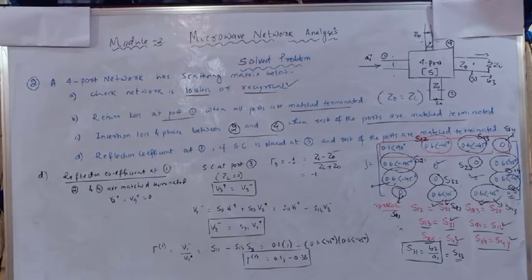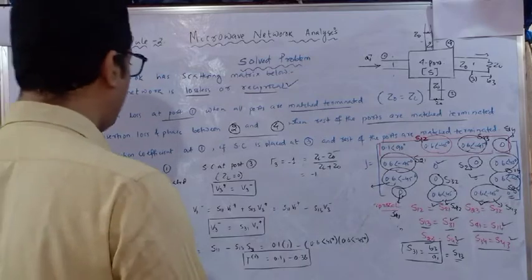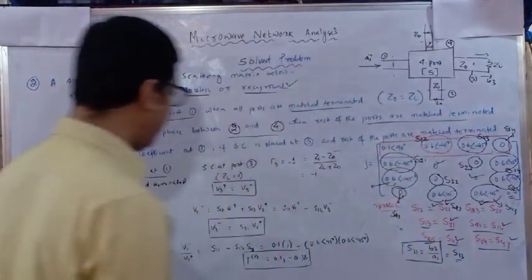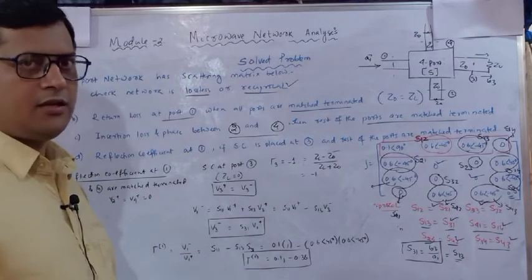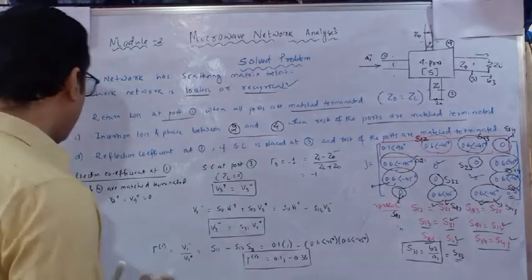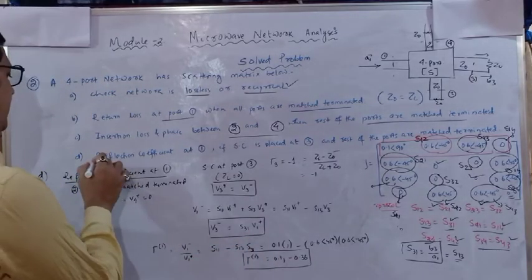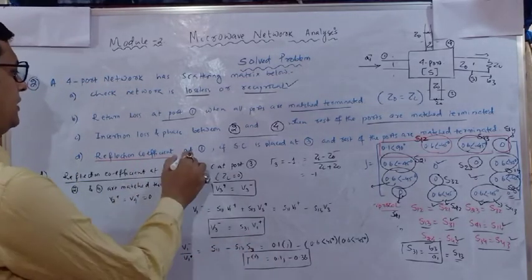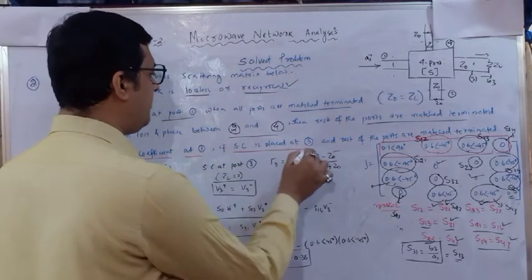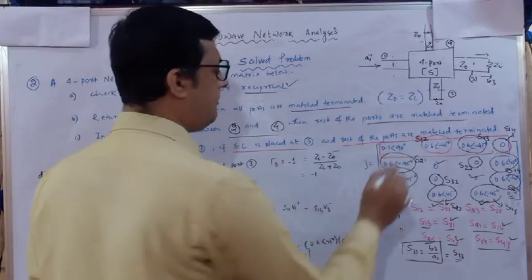Okay, so last one, there are two conditions. One by one we will see, as I have written the things, so that we can move to the next question faster. As you can see here, the question is asked: reflection coefficient at port 1. The condition is short circuit placed at port 3 and the rest of the ports are match terminated.